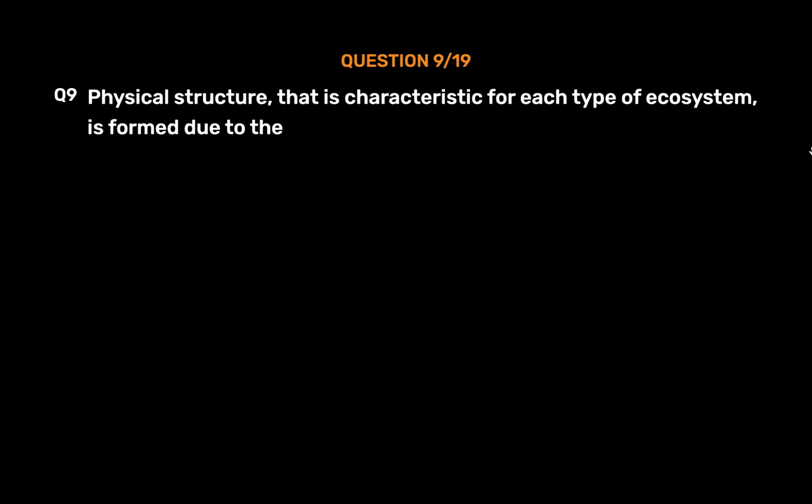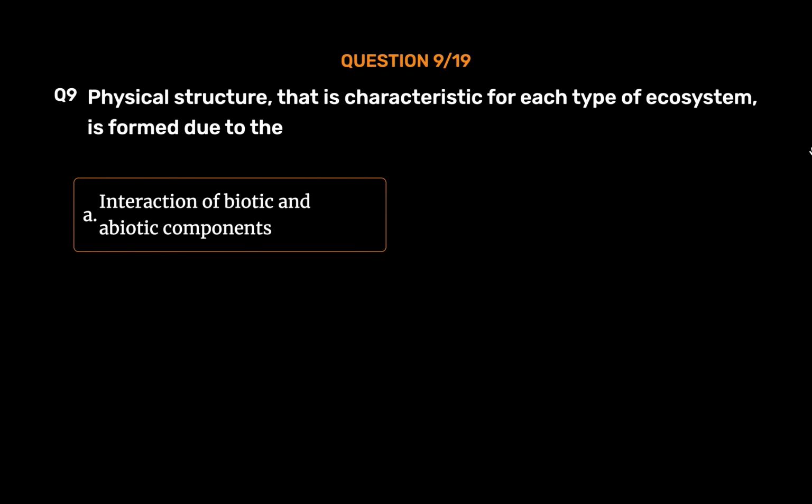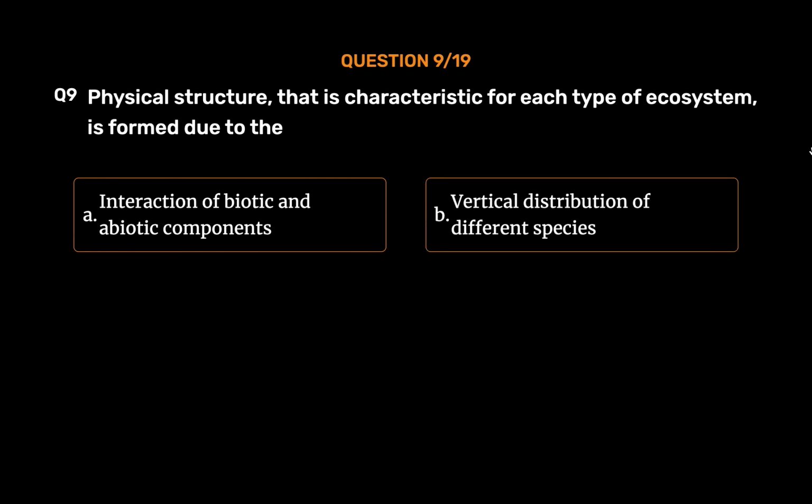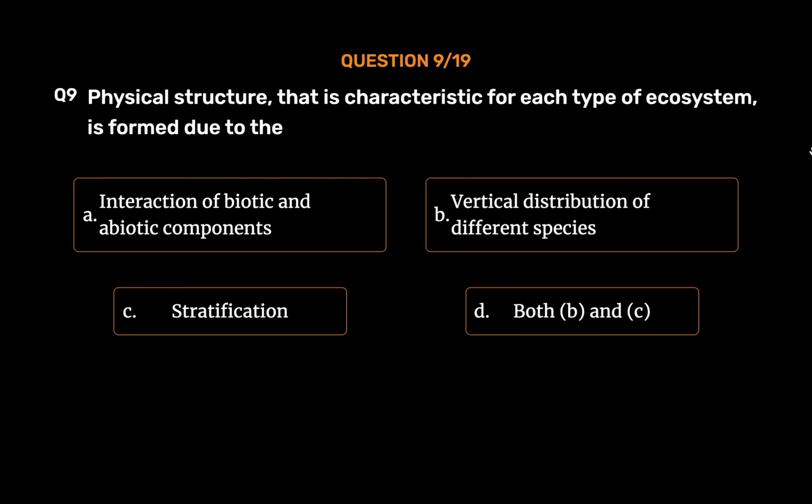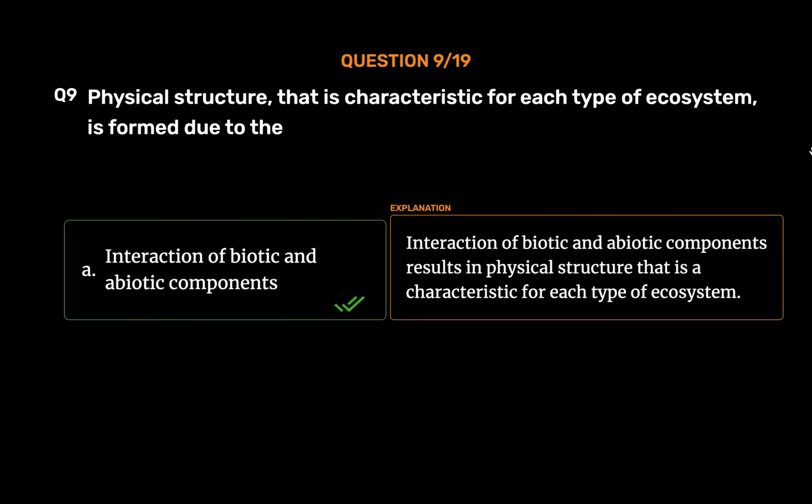Question number 9. The physical structure that is characteristic for each type of ecosystem is formed due to the Option A. Interaction of biotic and abiotic components. Option B. Vertical distribution of different species. Option C. Stratification. Option D. Both B and C. The correct answer is Option A. Interaction of biotic and abiotic components. Interaction of biotic and abiotic components results in physical structure that is characteristic for each type of ecosystem.